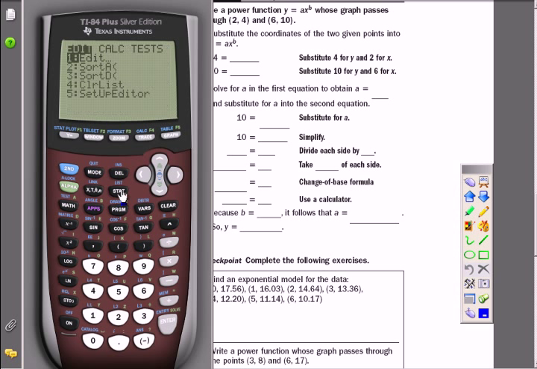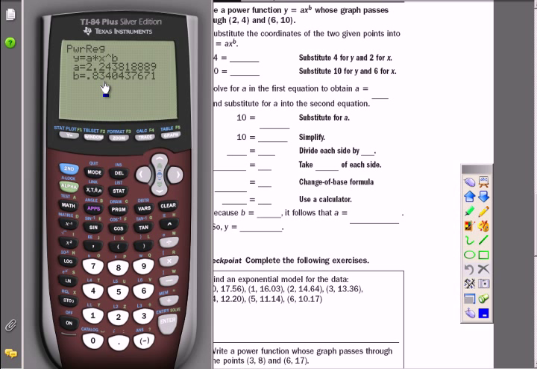Where is it? We're in lists 4 and 5 there. So if we do a power regression, calculate, let's get out of this. We want list 4 and, comma, list 5, and do a power regression for list 4 and list 5. And there's your A, there's your B.